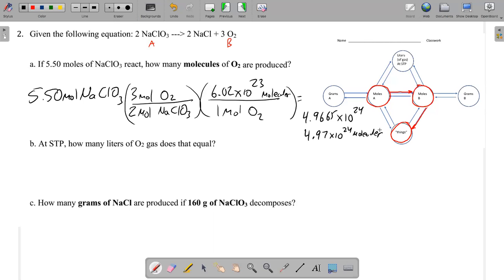So what that means is if you take NaClO3 and you do decomposition by heating it, when you heat this up, it'll decompose into sodium chloride and oxygen. And when you take 5.5 moles of that chemical, you should expect that you'd end up with 4.97 times 10 to the 24th molecules of oxygen.